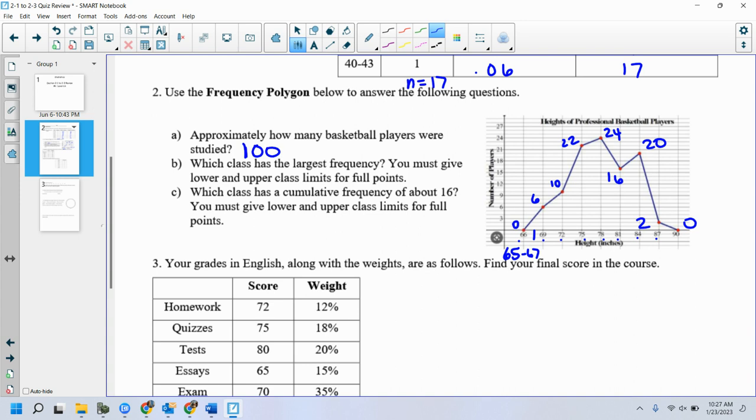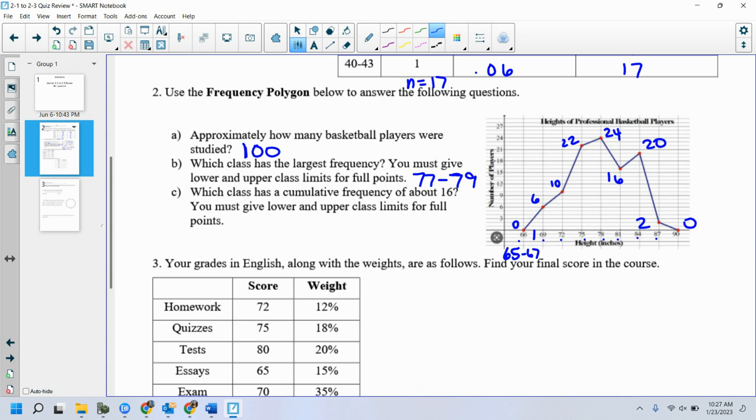Which class has the largest frequency? Give the upper and lower class limits. So the highest frequency looks like it's the 77 to 80. Oh, no, sorry. 79. 77 to 79 class.